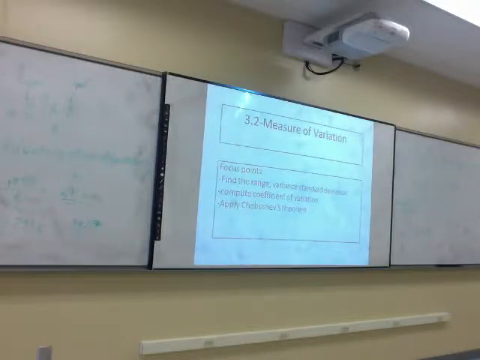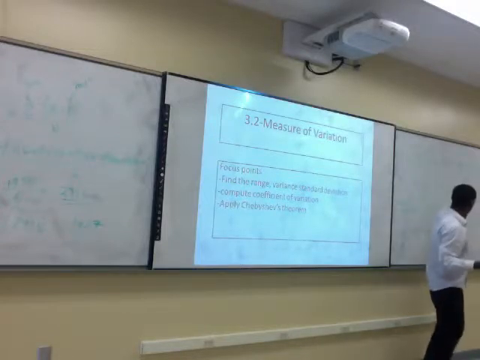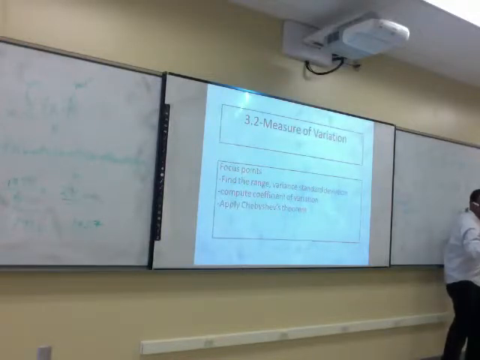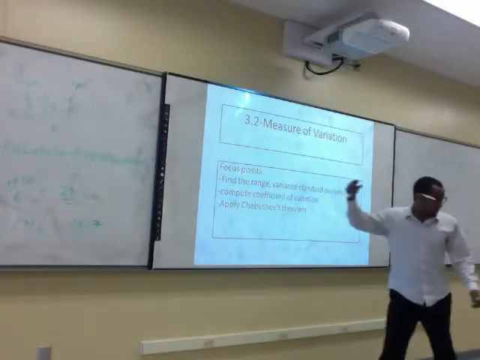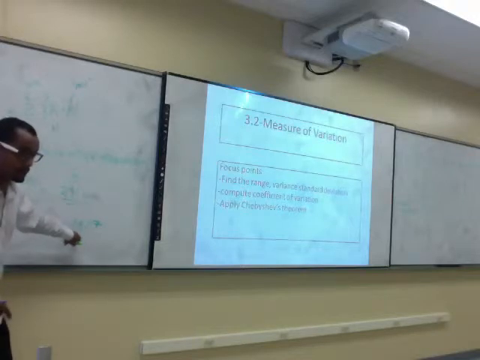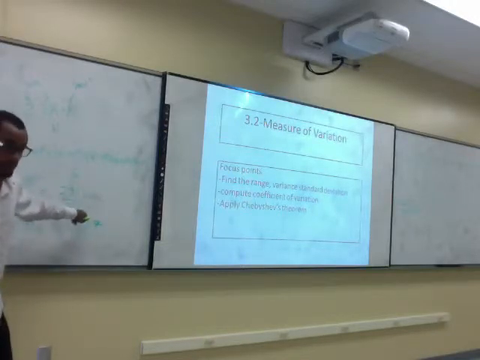Wider range. Okay, that's the wider range. There's wider variation, right? Because here the variation is very small between each individual data. So therefore your standard deviation or variance will be very small. But here the variation is so huge that you will have a bigger standard deviation and variance.